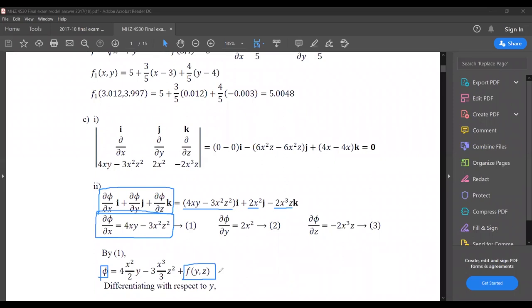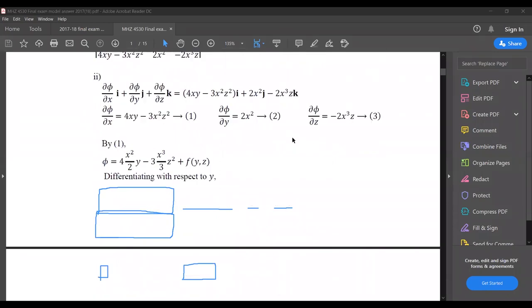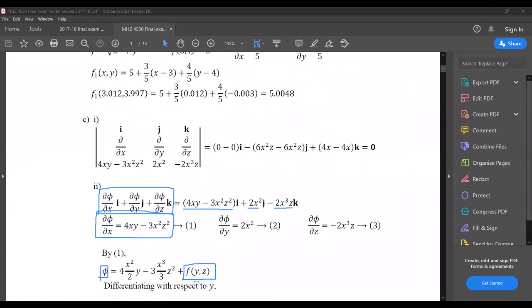Always when we do integration, we usually add a constant C. But here, within the constant, there can be a y, there can be a z. We don't exactly know whether there is a y or a z. That's why we are including a function, f of y comma z. After that, we have to do some other operations to find what this f of y comma z is.